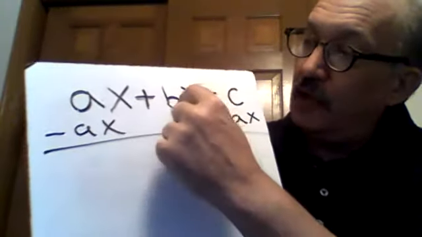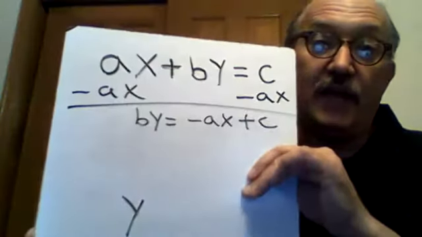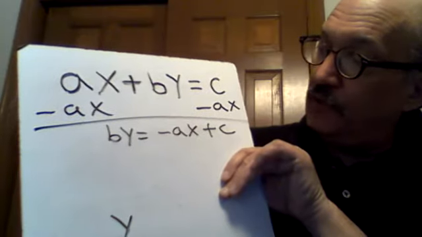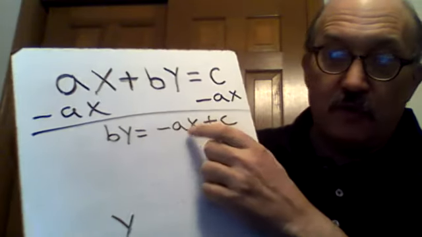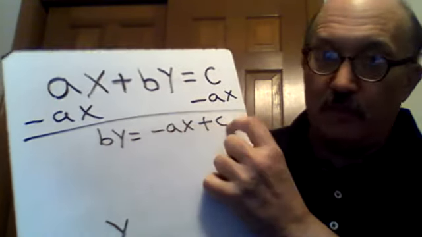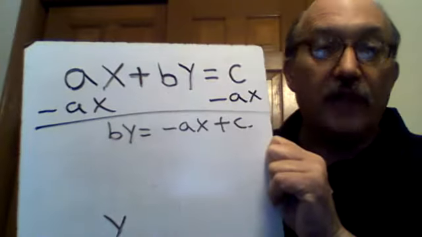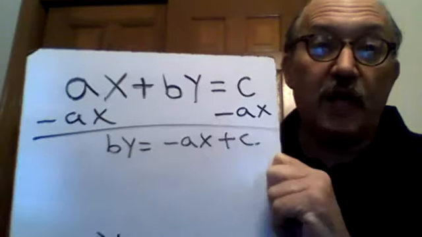This goes away. And we're left with by equals, and once again, I'm going to write that as negative ax plus c. Rather than write c minus ax, negative ax plus c. Because customarily we put that x term first before the number over here. Second step is to divide each side by b.